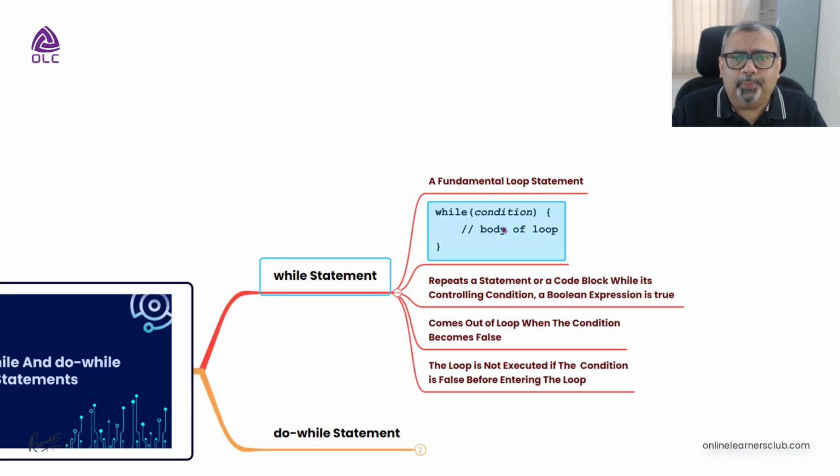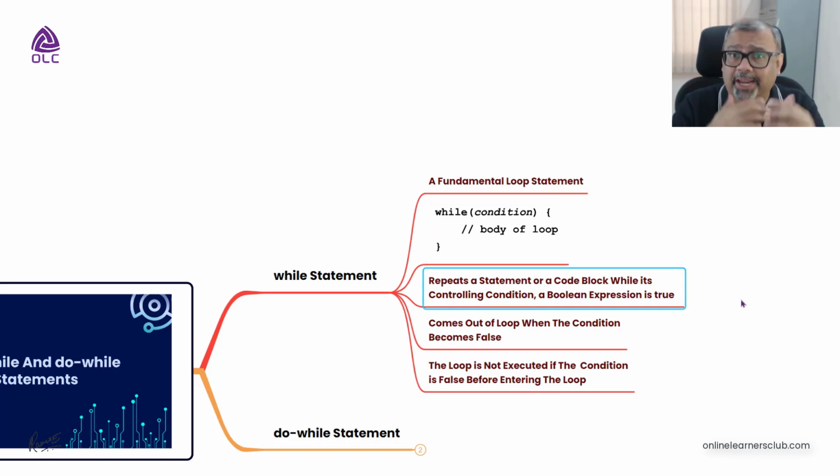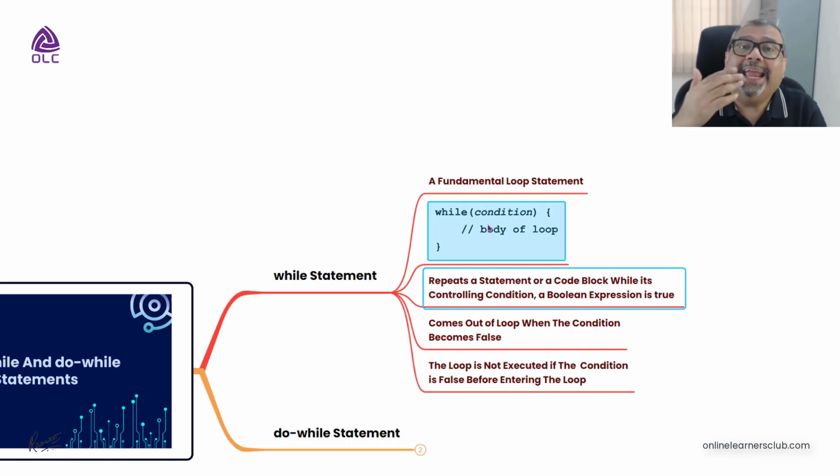What is a loop? It's a pretty straightforward mechanism where you want to repeat a statement or a code block as long as the controlling condition is true. This condition results in a Boolean expression, and as long as it is true, the body of the loop keeps on executing. So that's the basic concept, and it comes out of the loop only when the condition becomes false.